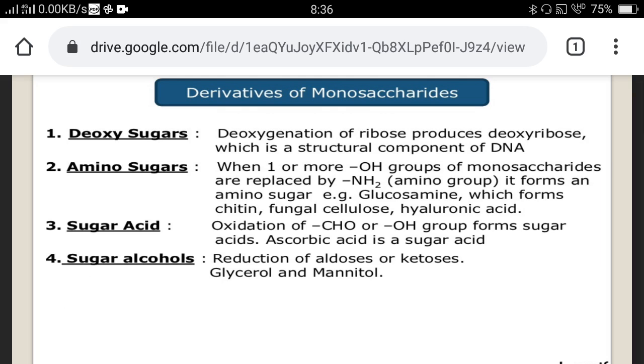Sugar acid: oxidation of CHO or OH groups forms sugar acids. Ascorbic acid is a sugar acid. Sugar alcohols: reduction of aldose or ketose gives sugar alcohols, for example glycerol and mannitol.